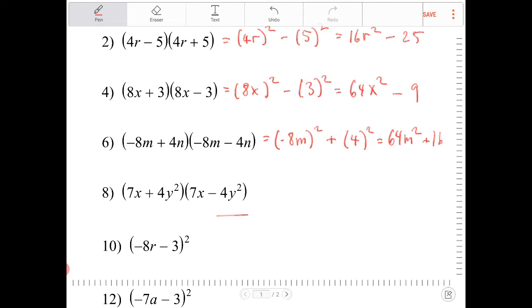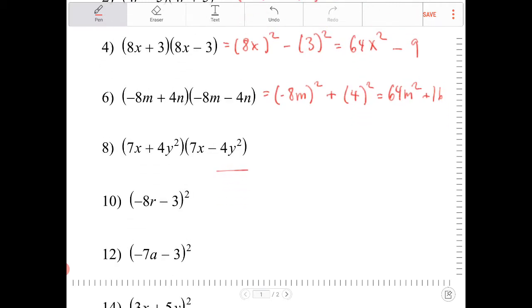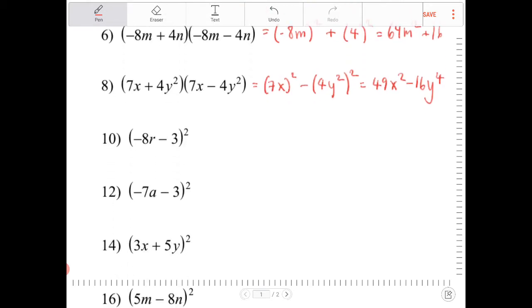All right, and then getting to the last one in this early batch here. So a here is 7x, and then minus (4y squared) quantity squared, and that is okay. Don't be afraid of these little changes. So this is going to be 49x squared minus 16y to the 4th, because I have 4y squared times 4y squared. That's just 16y to the 4th. All right, let's move on.